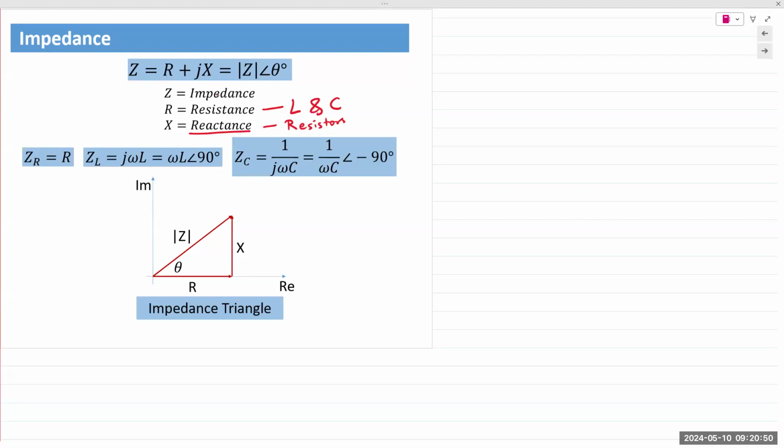So only for resistors. Actually, I wrote it the other way around. Resistance is solely with resistors. A reactance is associated only with inductors and capacitors. Okay. Only with inductors and capacitors.